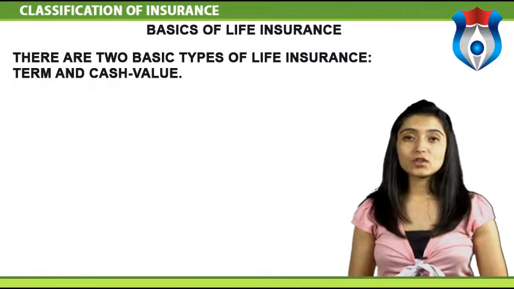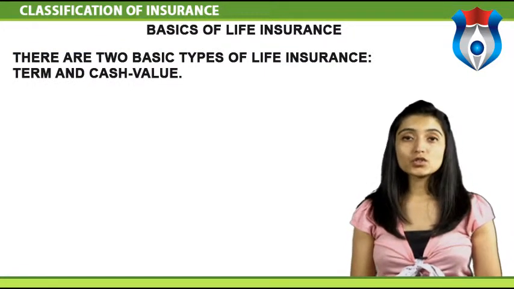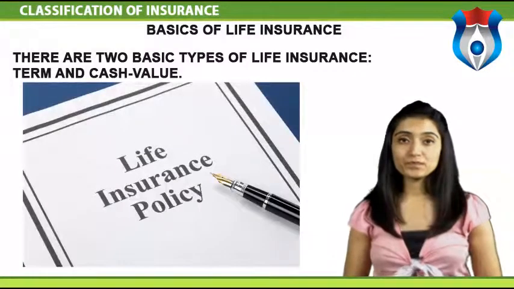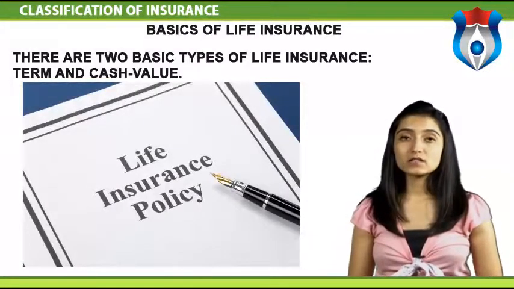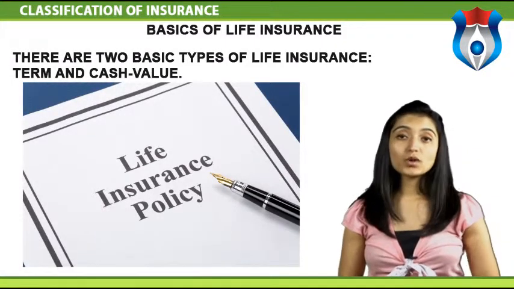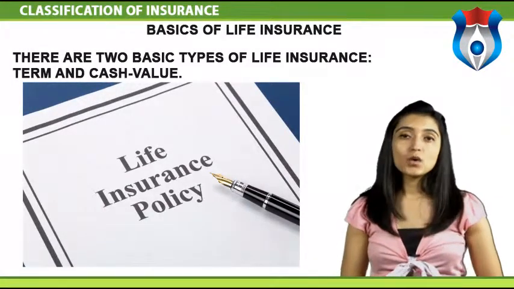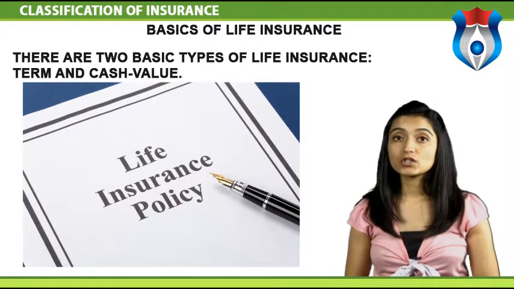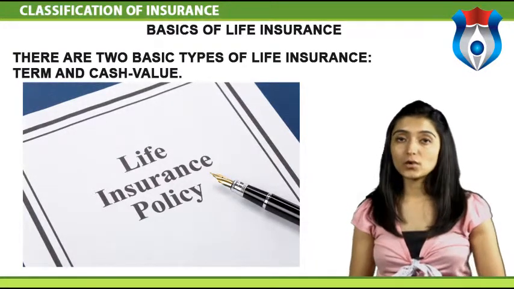Let's know the basics of life insurance. There are two basic types of life insurance: term and cash value. Term life insurance is considered pure protection. When we buy term life insurance, we are buying insurance only on our life. There is no savings feature as there is with a cash value policy.